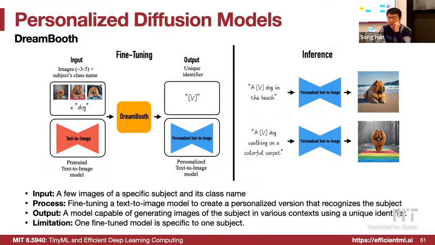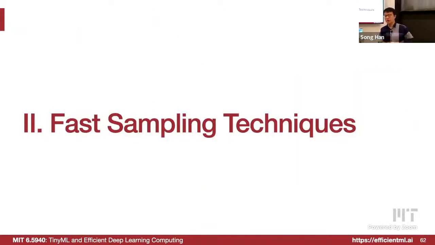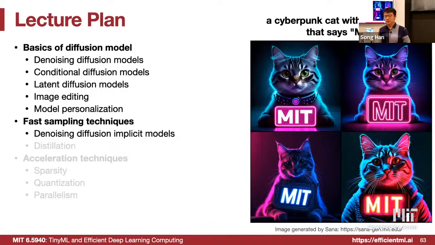So the limitation here is that when we fine-tune the model, it is specific to only one subject. So if you want to generate a person, like a friend playing basketball, you have to do the fine-tuning again for your friend, which is costly. If you're interested in training-free methods, there are plenty of later publications that use training-free methods to perform personalized image generation. Okay, now let's switch gears to talk about fast sampling techniques, denoising diffusion implicit models.